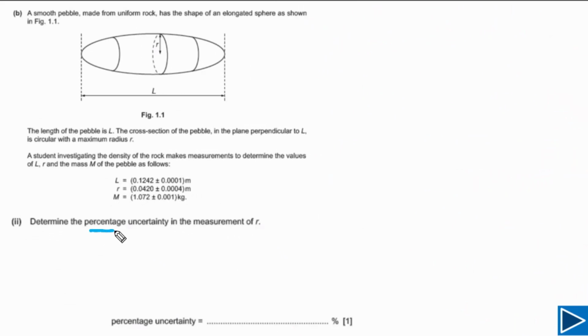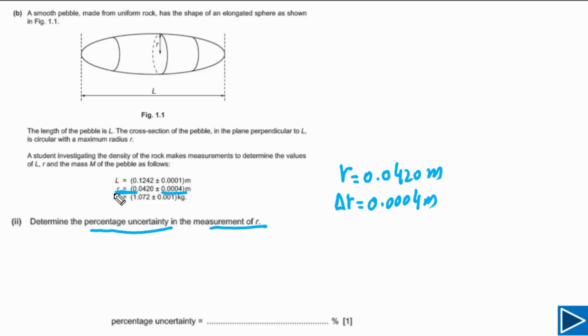For part B2, we need to determine the percentage uncertainty in the measurement of R. For R, the reading taken by instrument is given and the absolute uncertainty is given. So simply we can rewrite this one. We can simply say R in this case is given and R is equal to 0.0420 meter, and this is the reading taken by instrument, or simply you can say the measurement. And absolute uncertainty in R is given, that is 0.0004 meter. Question is asking us to calculate the percentage uncertainty in R.